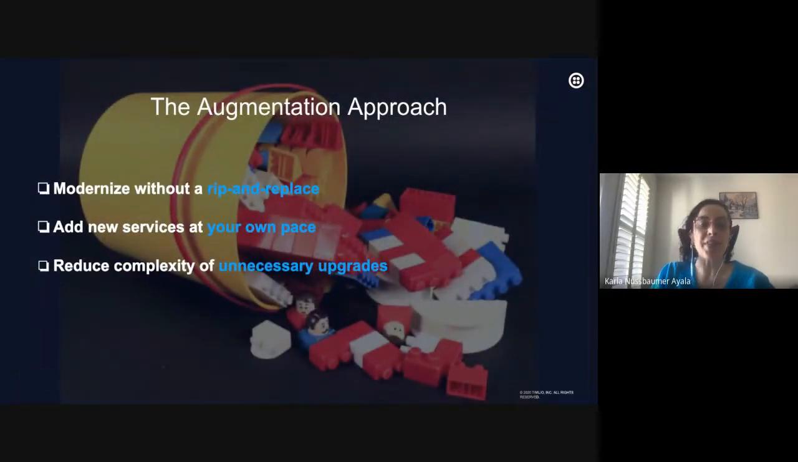And when we think about this augmentation approach, it's extremely important and highly effective because you can power your existing contact center to deliver more. And we'll look at this in 3 different phases. You can modernize the existing infrastructure without a rip and replace that I explained before. You can also improve the service that you are delivering just by adding new service at your own pace. And maybe those services, you start adding them on the cloud. And the other one is that you can extend your resources while reducing the complexity of unnecessary upgrades.